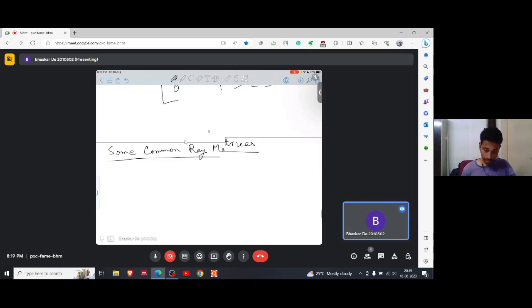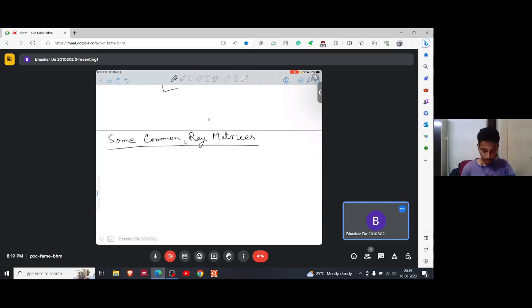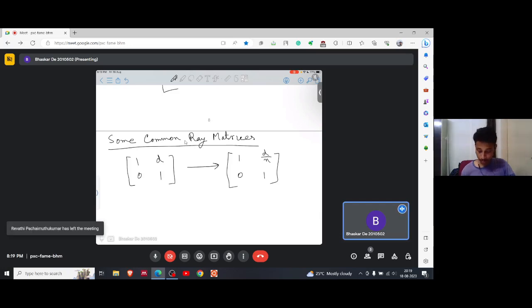So now, in general for transmission the matrix is only like this one, 1 D 0 1, but it will change to 1 D by n 0 1 if that dielectric has a refractive index of n.